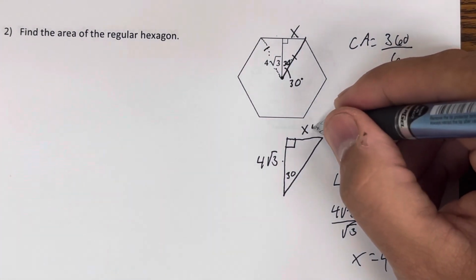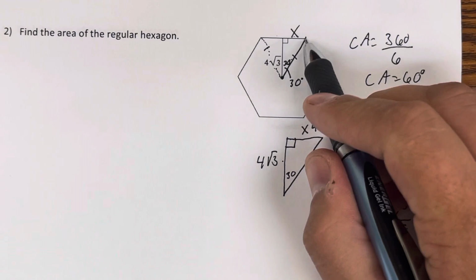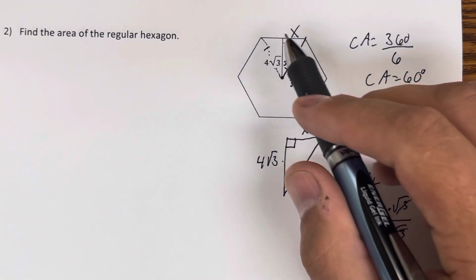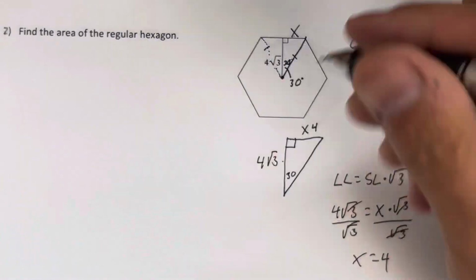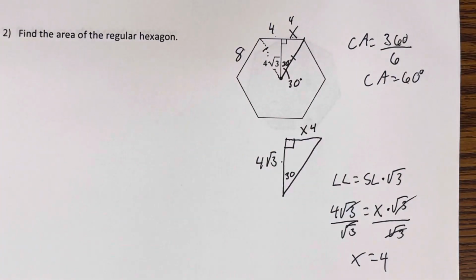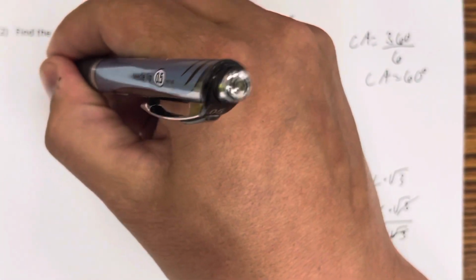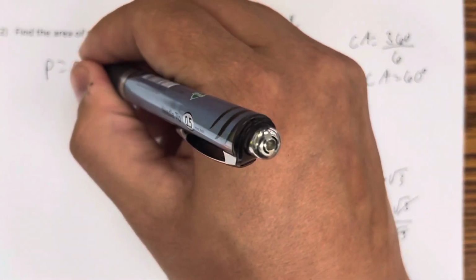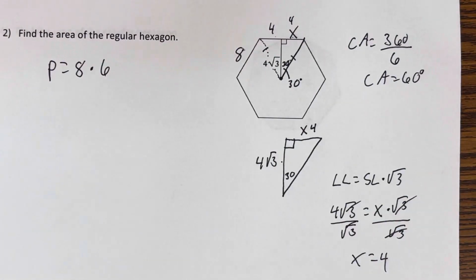So that means this little part is 4. So the entire side length, if x is 4, would have to be 4 times 2. It would be 4 and 4 to get us a total of 8. So the whole side is 8 units long. So now I can find the perimeter. The perimeter is equal to 8 times 6, because there's 6 sides.